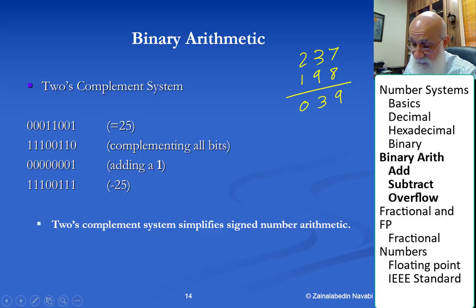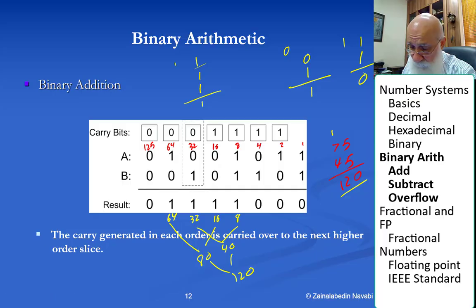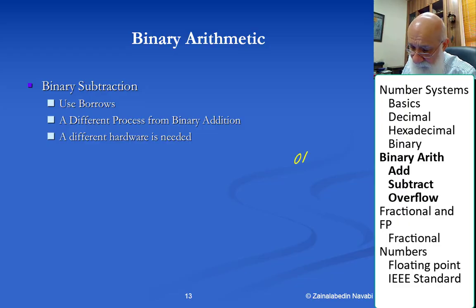Let's perform some subtraction. I'm going to go back and get these two numbers. This is 75 minus 45. In binary, 75 is 0 1 0 0 1 0 1 1, and 45 is 0 0 1 0 1 1 0 1.